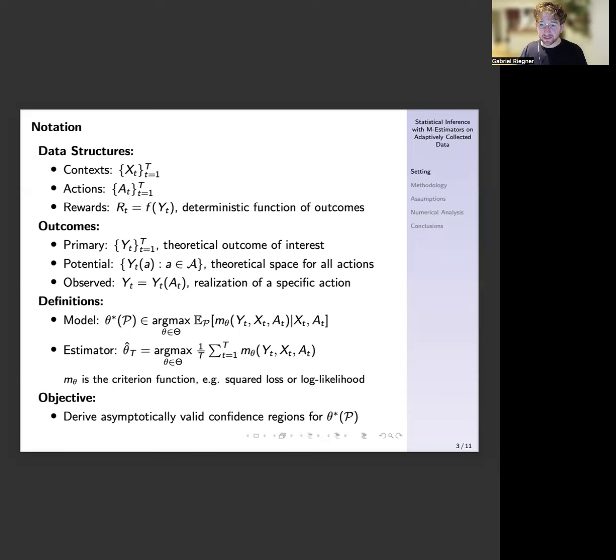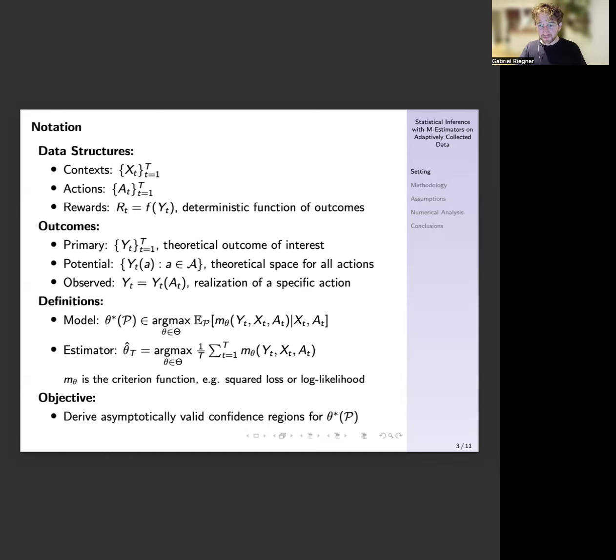The outcomes here, there are different types. The primary outcomes represent the true outcomes of interest in the experiment. These are theoretical, so they live at the population level. Potential outcomes represent the theoretical space of outcomes for every possible action. And these potential outcomes are assumed to be IID, meaning that they come from the same distribution and are not influenced by past observations. So they're essentially stationary.